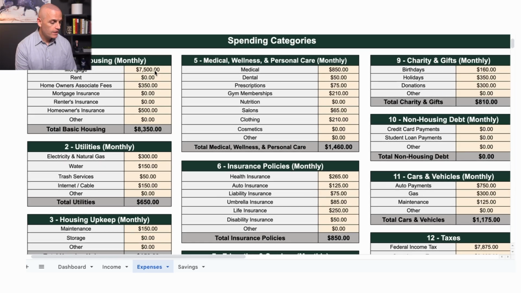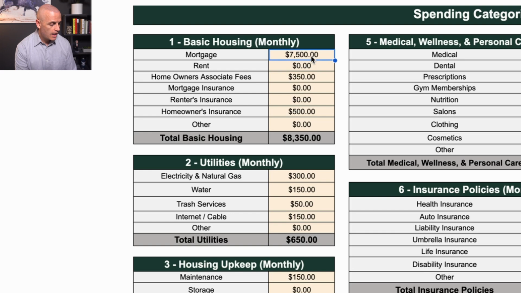And if you don't really know where your money is going, you're saying, well, gosh, I bring in X amount of dollars, but I don't know how I'm spending all of that and not saving as much as I want to, you need to go through and just categorize all of your expenses. So for this example, we assume that they have a mortgage, they have HOA, so on and so forth, but that all sums down to a total basic housing number of 8350.